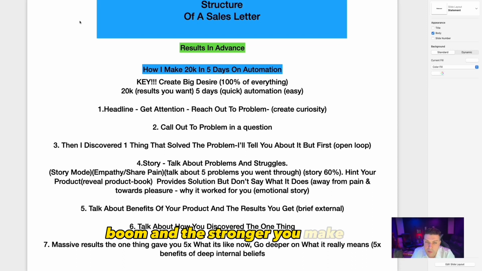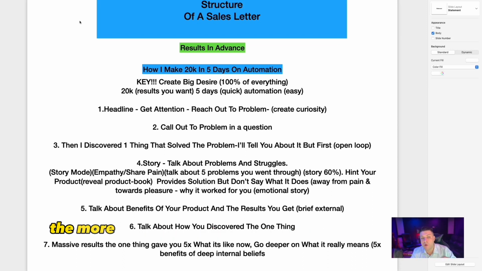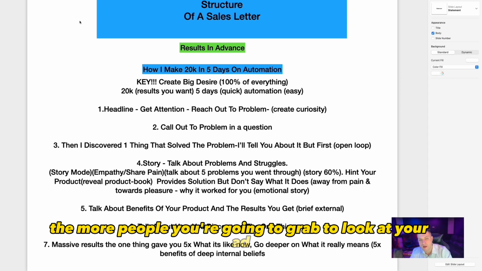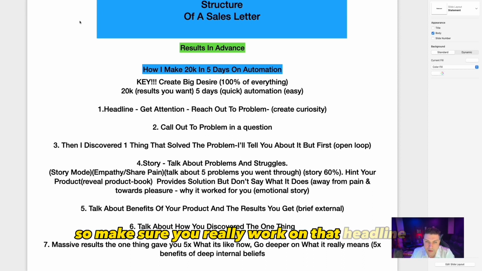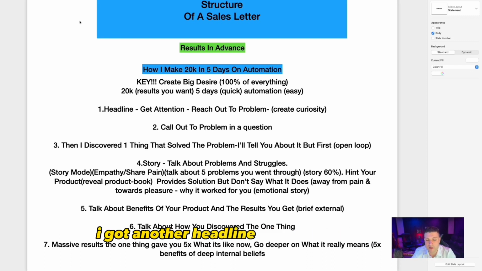Boom. And the stronger you make that headline, the more people you're going to grab to look at your ad. If you don't grab them, they don't look at your ad. It's just passed through. So make sure you really work on that headline, get those results in advance dialed in, and I've got another headline video on YouTube, so look for that on my channel and check that out.